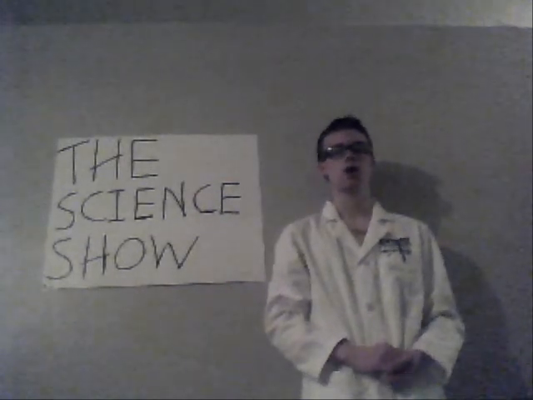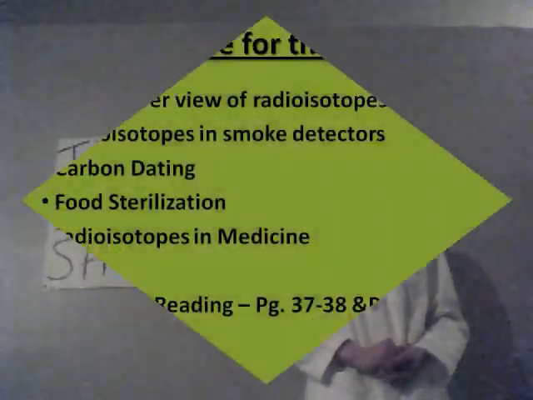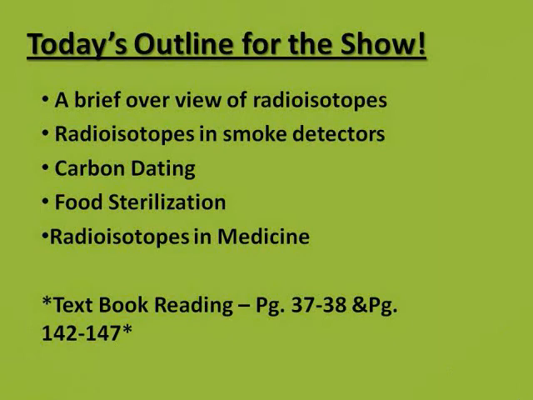But before we do that, we need a timeline of events today on the show. And the outline for today is we will start with a brief overview of radioisotopes, then move to how they are used in smoke detectors. Next we will learn what carbon dating is, followed by what food sterilization is. Finally, we will end the show with radioisotopes and their use in medicine. If you want to read more about them in the textbook, they can be found in page 37 to 38 and 142 to 146.